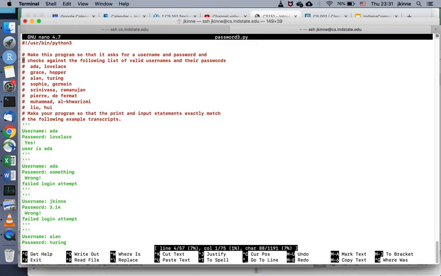Okay, so password 3 says this is our user password database. So there's a user Ada with password Loveless. There's a user Grace with password Hopper, and so on. These are all historical figures that you can look up for fun. Okay, so the way the transcript is supposed to go is ask for a username and for a password. If it's correct, we get yes, and then it prints the user is whatever. If they enter a wrong password, it says wrong and it says failed login attempt.